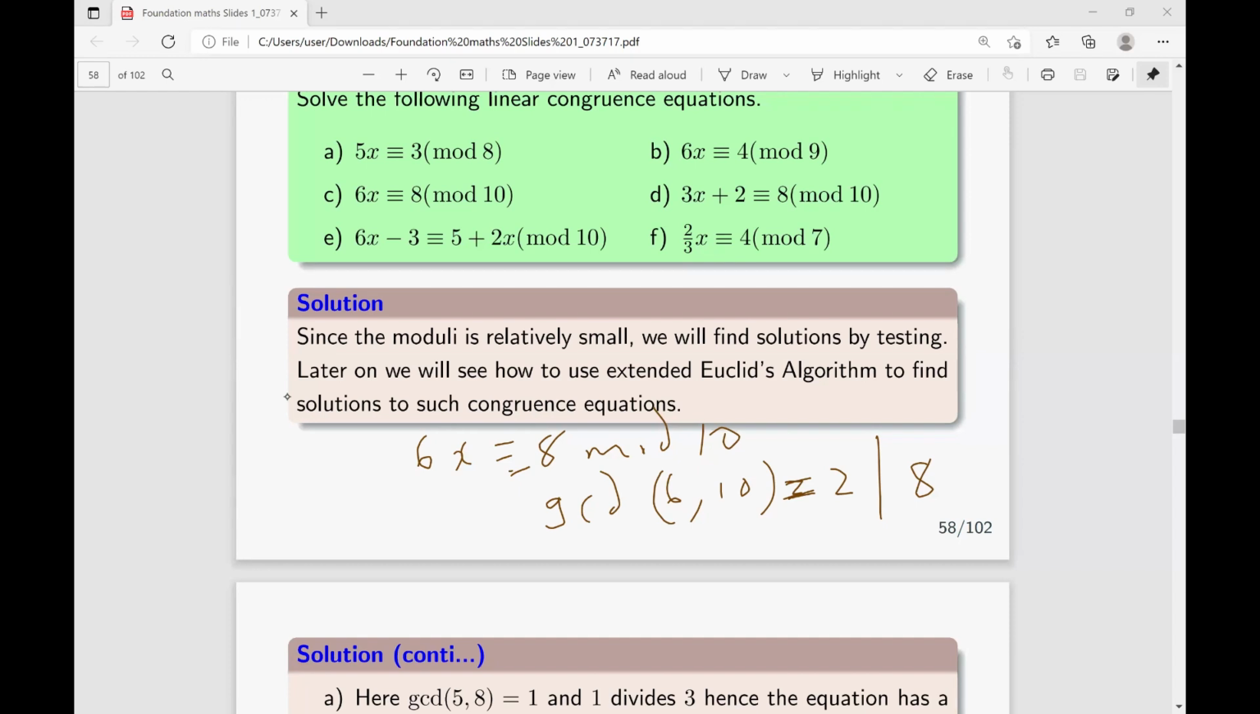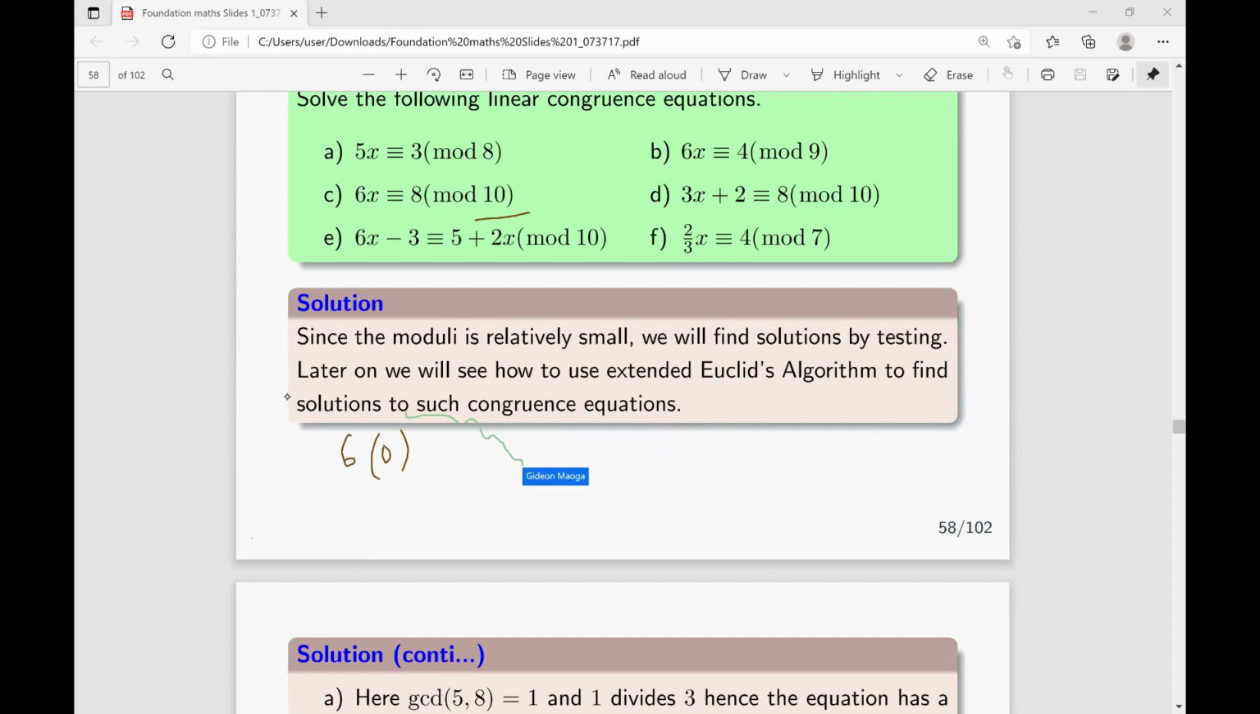We want to find out, using trial, which ones are the solutions. So we are trying numbers from 0 to 9. So let's try 0. 6 times 0.